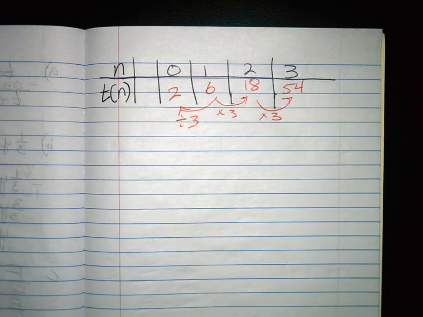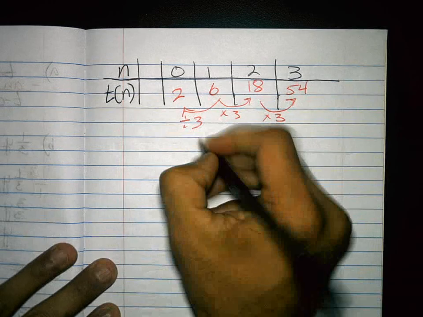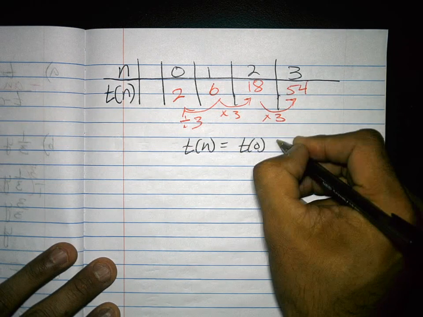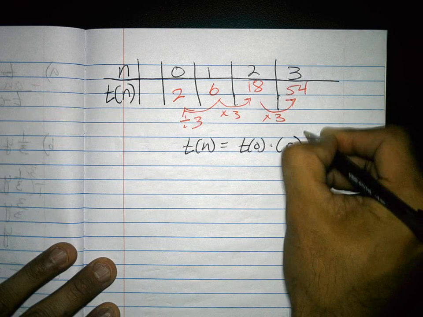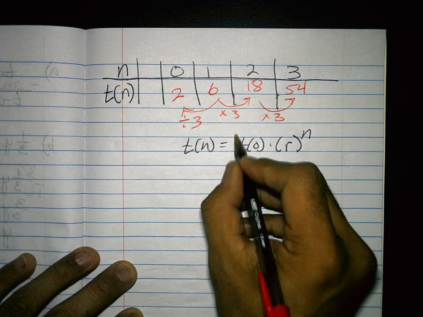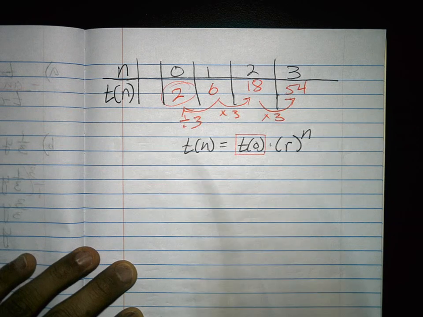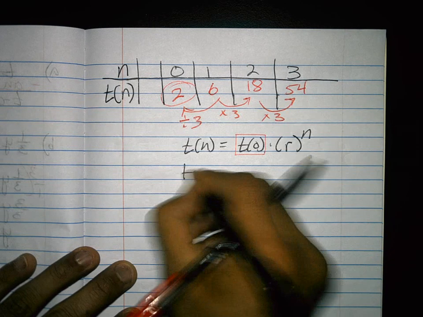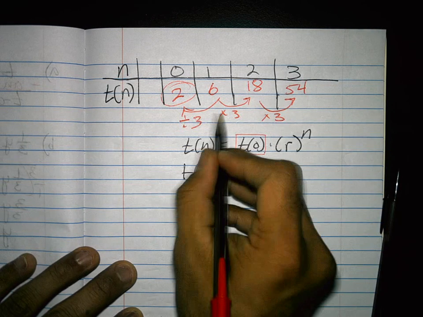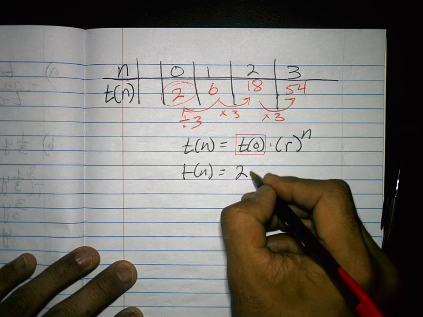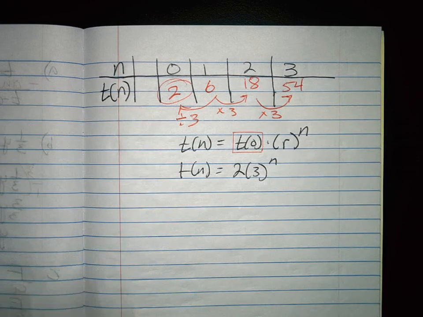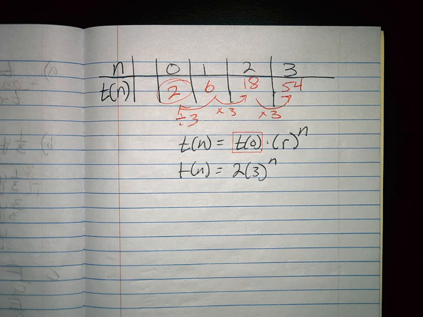So my 0 term is 2. The formula that I use is t of n equals t of 0 times r to the n. Okay, so this t of 0 is this whole term, and the r is how I get from this number to this number. So in that case, it's a 3. Okay, and there's my equation.